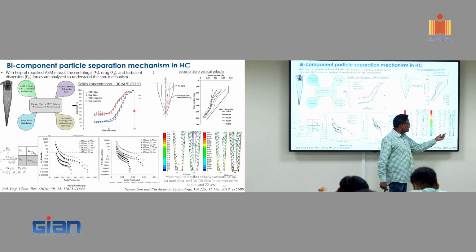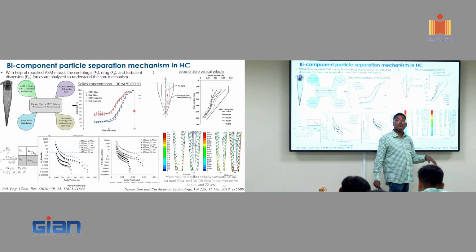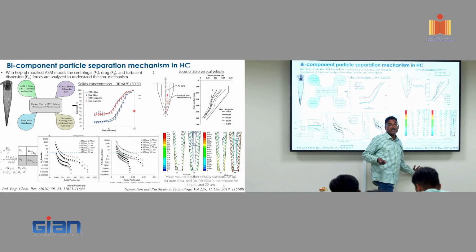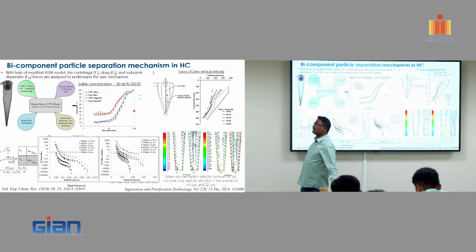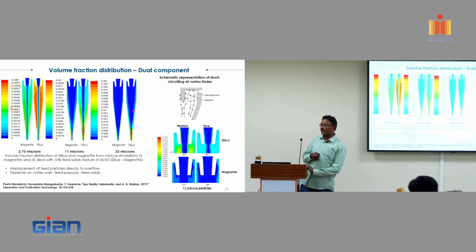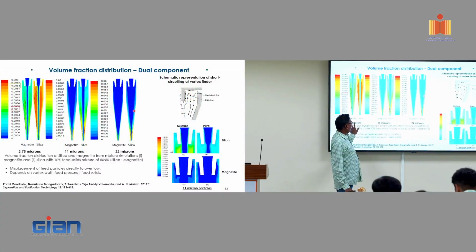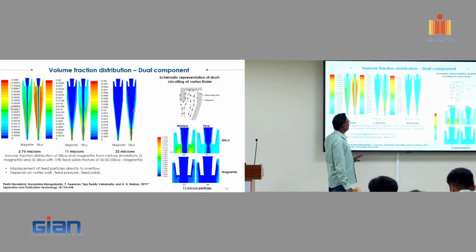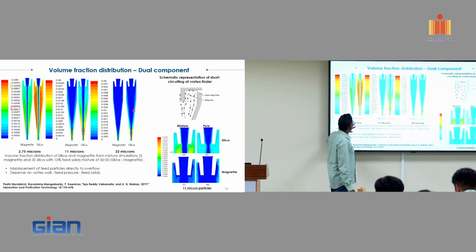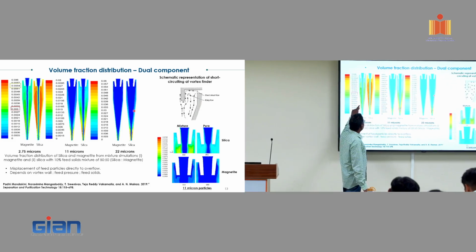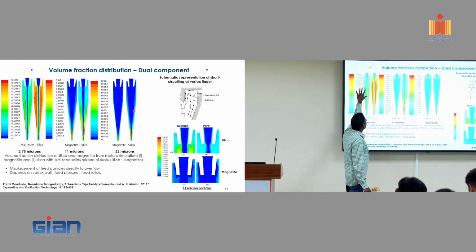So some misplacement is happening, with coarser particles going to the overflow because of the shift in the locus of zero vertical velocity. That's a fundamental weakness we can see in how size segregation happens. Not only that, we have also looked at the contours, right? You can see contours for magnetite and silica at 2.5 micron, 11 micron, and 22 micron. Interestingly, at 2.5 micron, when you go for magnetite and silica, even magnetite comes everywhere, uniformly dispersed.